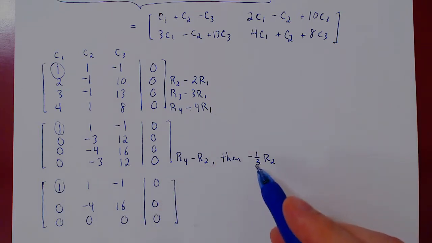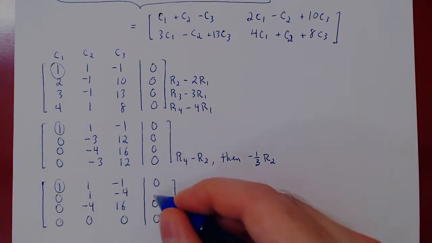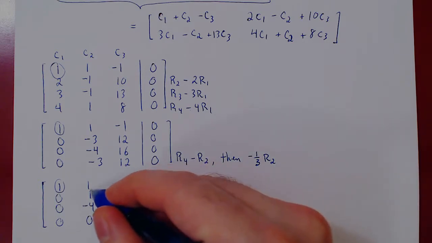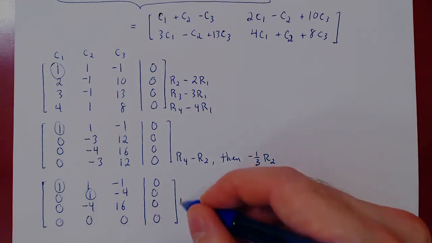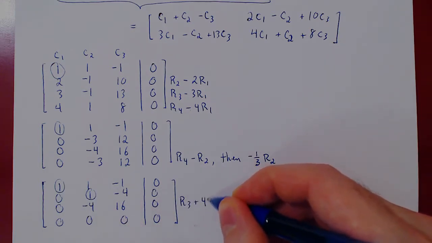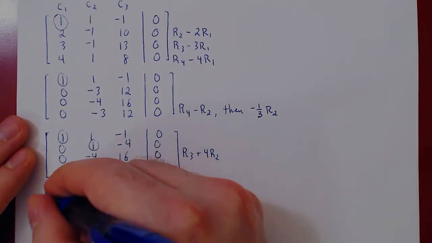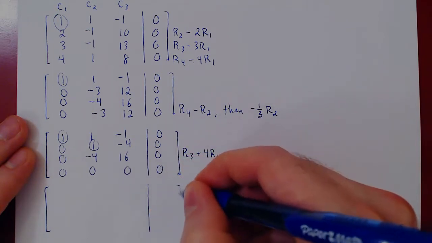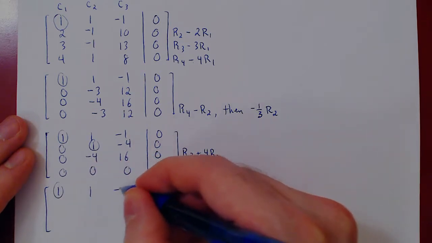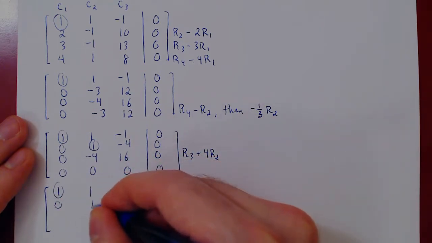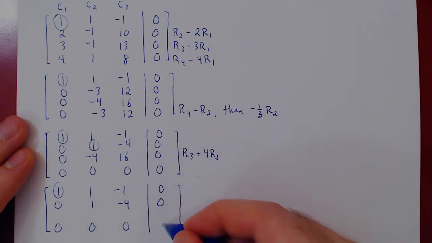And if we multiply now row 2 by negative 1/3, it becomes 0, 1, negative 4, 0. We have our second leading 1. We can now kill this negative 4 by doing row 3 plus 4 row 2. So we can recopy row 1 and row 2 as we're not changing them. Row 4 as well is a row of zeros.